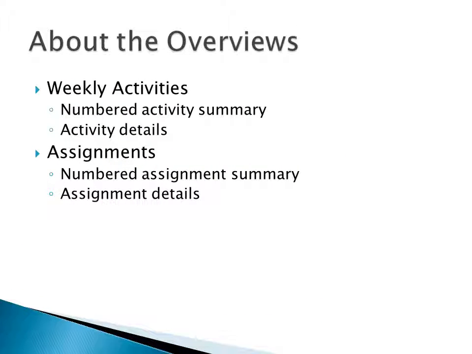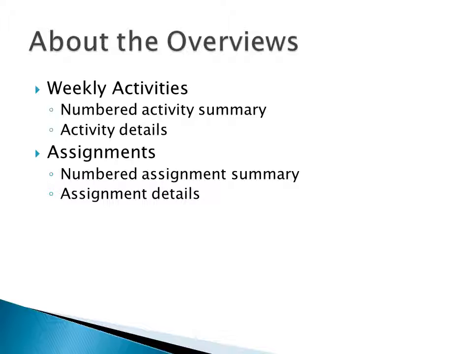Now each week these overviews will follow the same format. They'll start with a section on weekly activities. That will start with a numbered activity summary, so a page that's bulleted with numbers 1 through 5, 1 through 8, whatever it is. And that will be followed by activity details. Now that numbered list, the first list, should serve as your checklist of things that you have to do. The activity details that follow may not apply to each of those activities.